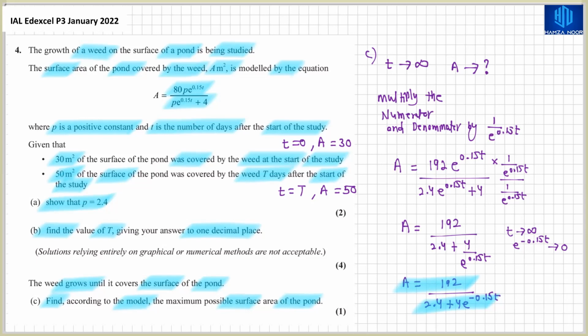Therefore, we are going to say that area approaches 192 divided by 2.4 plus 4 times 0. In place of e raised to the power minus 0.15t, we substitute 0. So area is equal to 192 divided by 2.4. So area approaches 80. The maximum possible surface area of the pond is 80 meters square. Therefore, the answer is 80 meters square. In this way, you are going to solve this particular part.